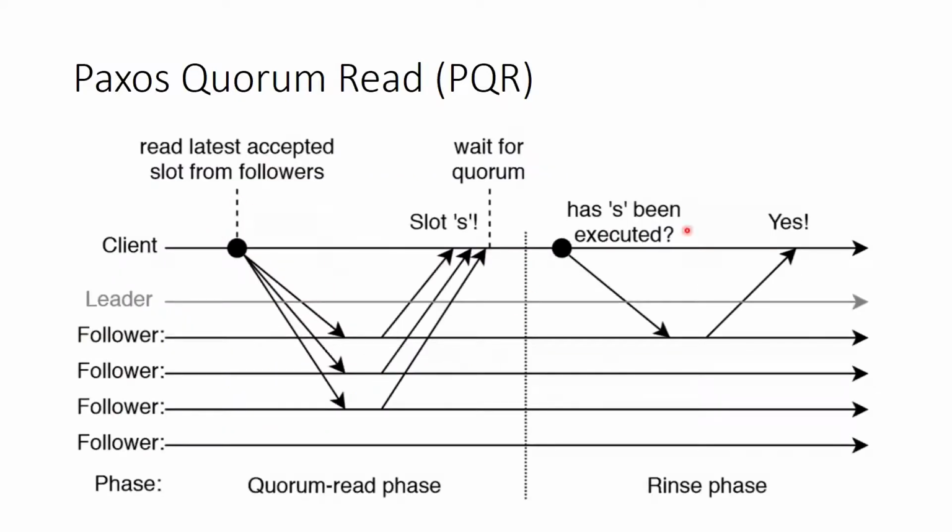Yeah, this is kind of the diagram of what I just explained. The client is going to reach out to followers. It's going to receive some slot numbers. It will pick the maximum accepted slot from at least a quorum of nodes, and then it will wait for this slot to be executed. So obviously this is kind of slow, right?